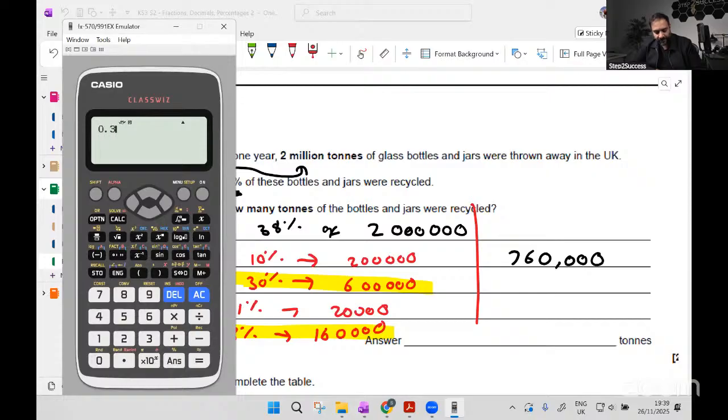If you wanted to demonstrate that with a calculator, then you would just do, to find 38% of a number, the easiest thing to do is turn it to a decimal, 0.38, and times it by the number 2 million to make sure you get the number of zeros correct. And then you get 760,000 on the calculator to prove that that worked well.